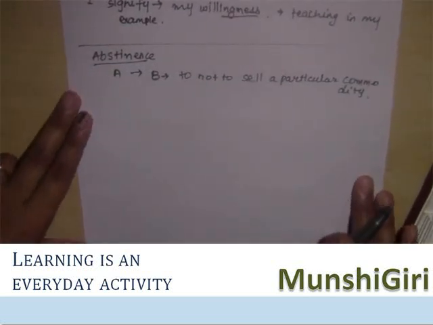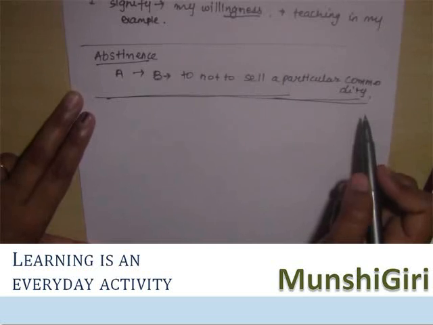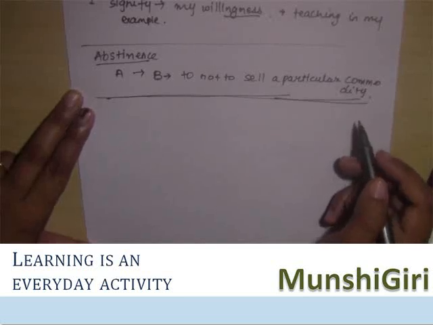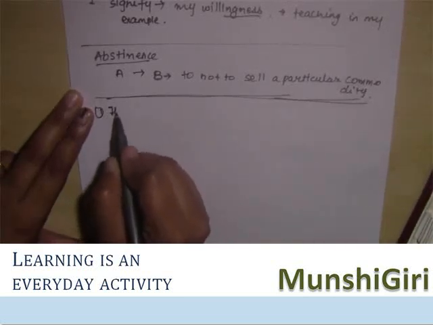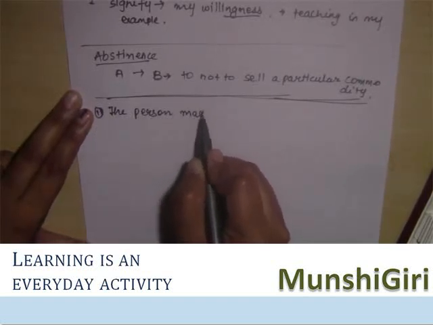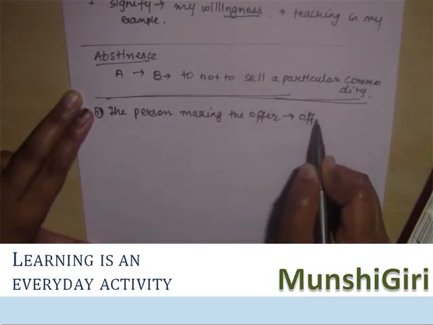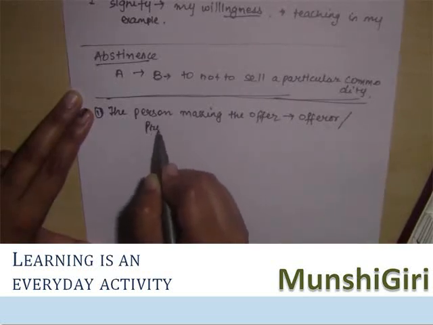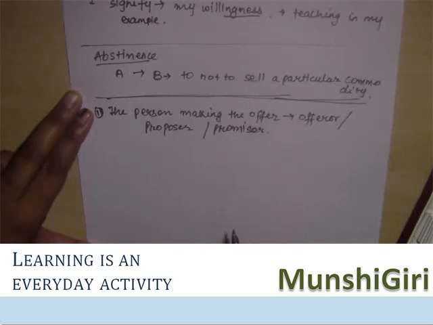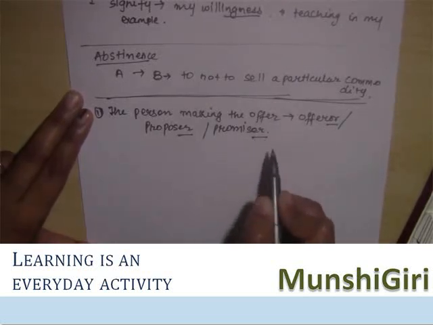Alright, moving ahead. When I make you an offer of teaching, I'll be called the offerer, or the proposer, or the promisor. That means the person making the offer will be known as offerer or proposer or promisor under the Indian Contract Act 1872.